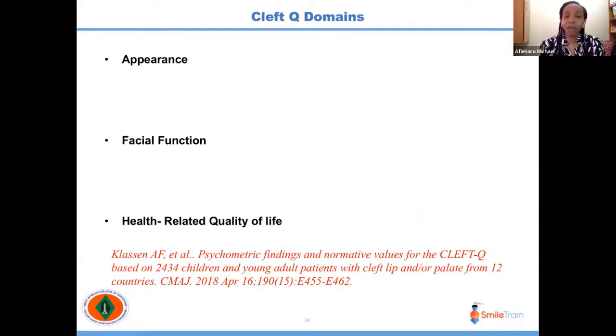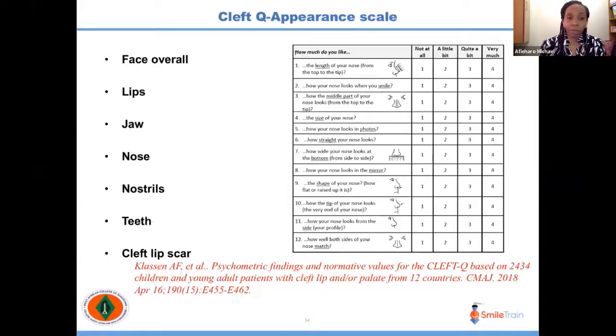It has 3 overarching domains that focus on appearance, facial function, and health-related quality of life. The appearance scale looks at face overall, the lips, the jaw, the nose, nostrils, teeth, and lip scar. For instance, this section of the tool on the nose asks questions like, how do you like the length of your nose? How does your nose look when you smile? The size, how do you like the size of your nose? Do you like your nose in photos? So these are things that are really personal to the patient and things that we probably may tend to overlook when we are managing these patients.